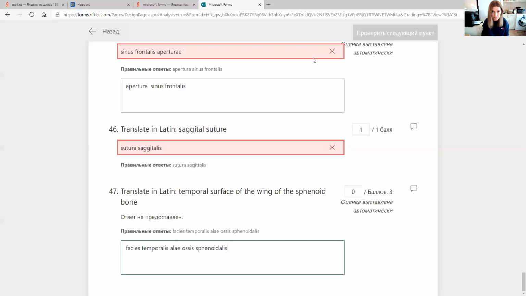That's it about this test. I hope you understood the mistakes that you made. In general, not bad results.